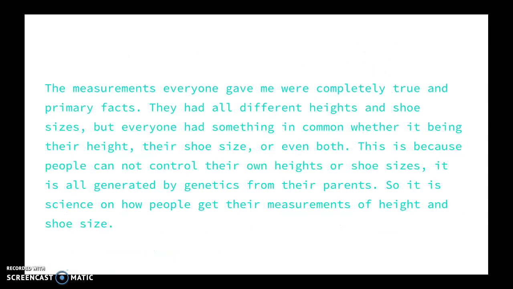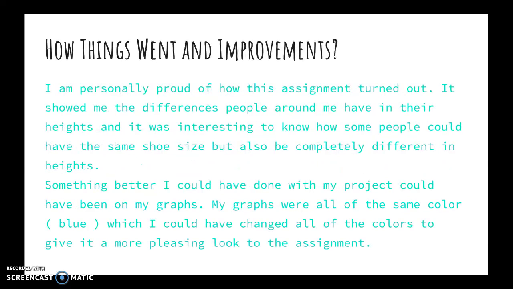The measurements everyone gave me were completely true and primary facts. They had all different heights and shoe sizes, but everyone had something in common, whether it being their height, their shoe size, or even both. This is because people cannot control their own height or shoe size. It is all generated by genetics from their parents, so it is science on people how to get their measurements of height and shoe size.